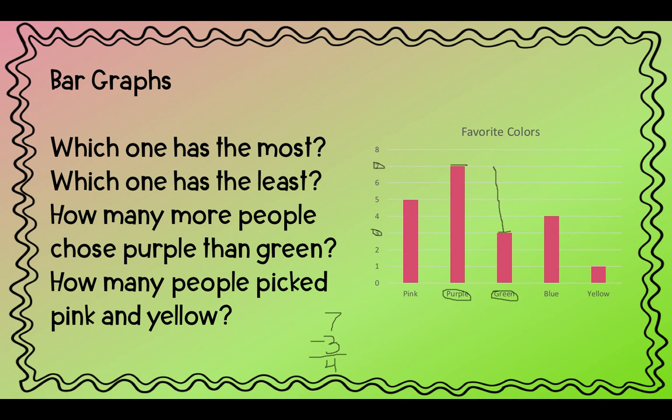We can also answer questions like how many people picked pink and yellow together. We're going to find our pink, go to the top of the bar, and look over. It's 5. Then we're going to add it to our yellow number. Find our yellow, go to the top of that bar, and look over. It's a 1. 5 plus 1 equals 6. 6 people liked the pink and the yellow together.